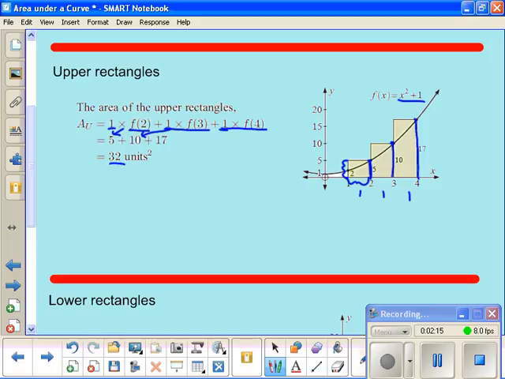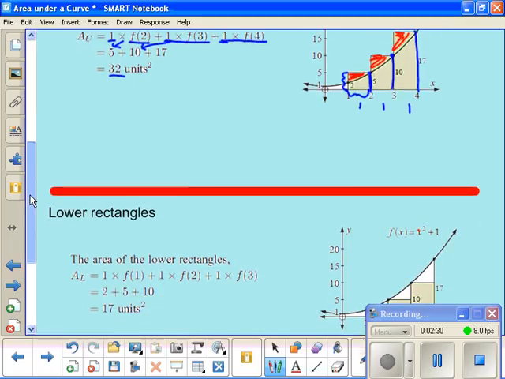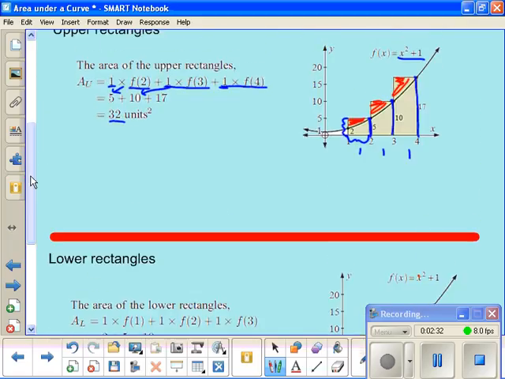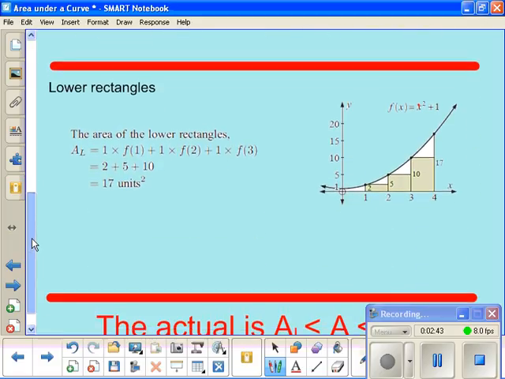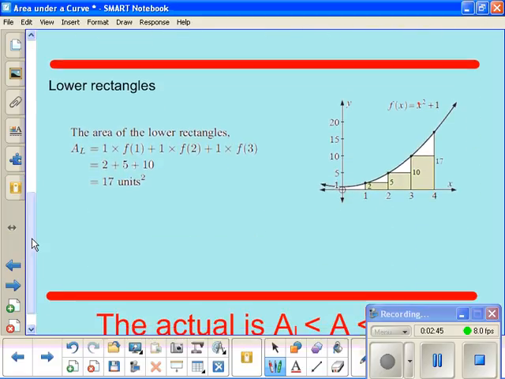Now, obviously, that's more because there's this extra piece above the curve that isn't really part of the area we're trying to find. So what we're finding now is an area that's more than the actual area under the curve. Well, on the next one, we do lower rectangles. So here we found the area of the upper rectangles, upper meaning it's the upper side of each of the bins, each of the bars. That's why it's called upper, because it's the greater side. On the next one, we're going to look at the lower side of each of the bars.